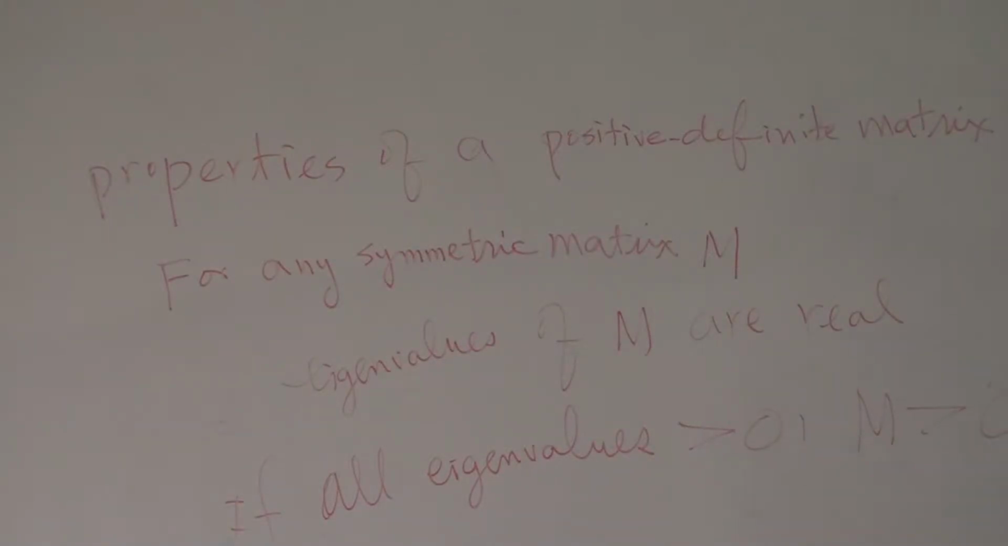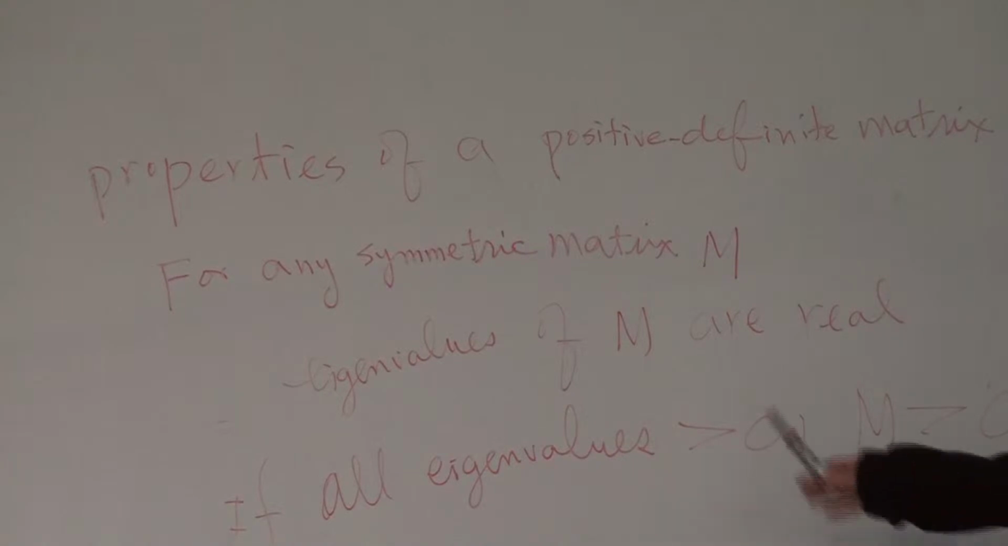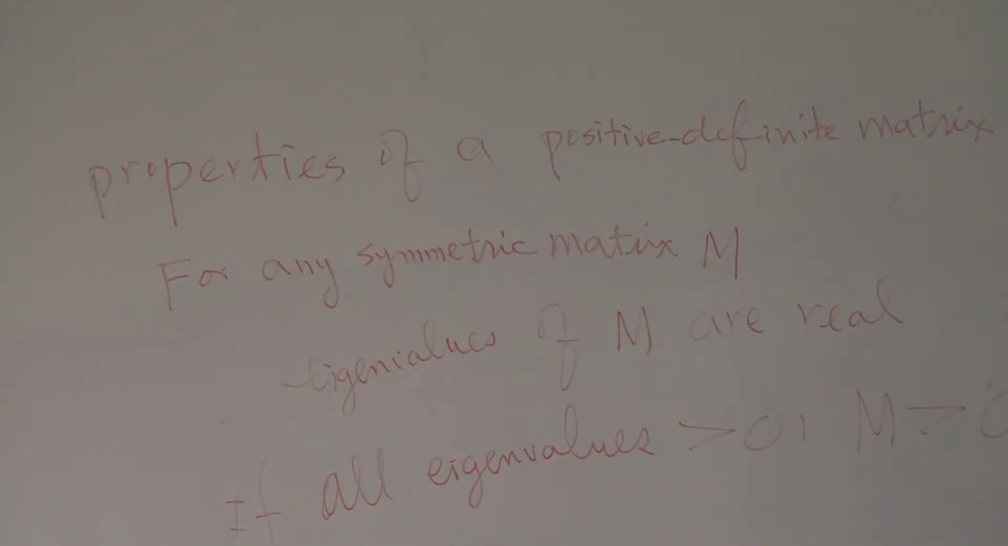Look at that M matrix and look at the eigenvalues. If all eigenvalues are larger than 0, then M has to be positive definite. If any eigenvalue is equal to 0 or less than 0, then this matrix won't be positive definite anymore. This is if and only if.